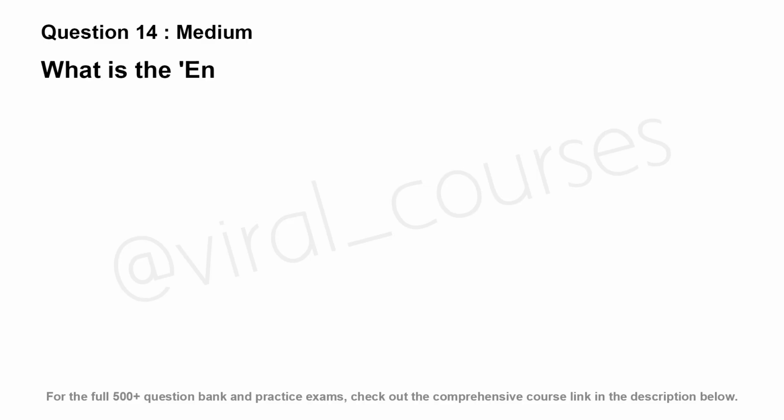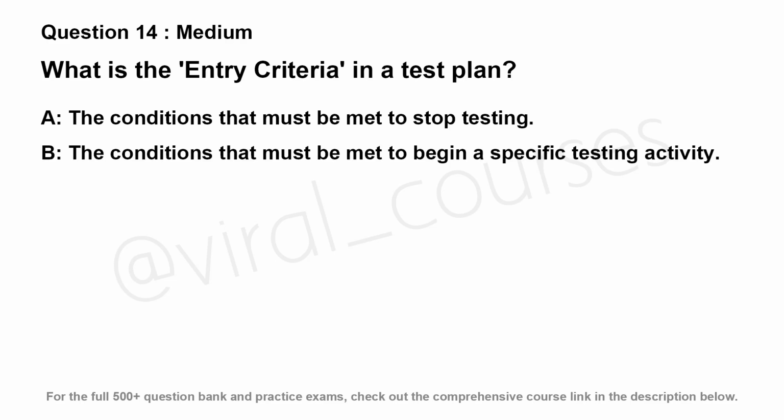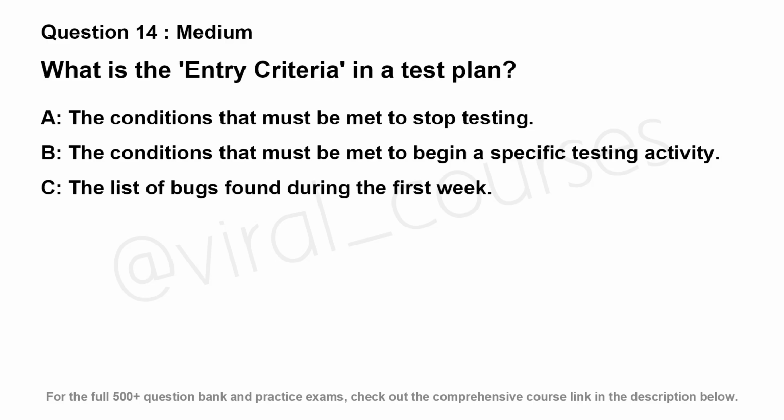What is the entry criteria in a test plan? Option A. The conditions that must be met to stop testing. Option B. The conditions that must be met to begin a specific testing activity. Option C. The list of bugs found during the first week. Option D. The process of hiring new testers.